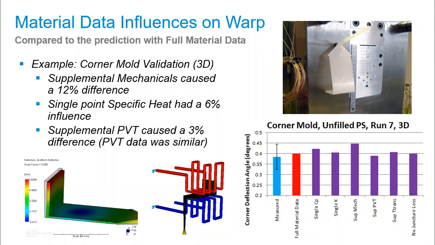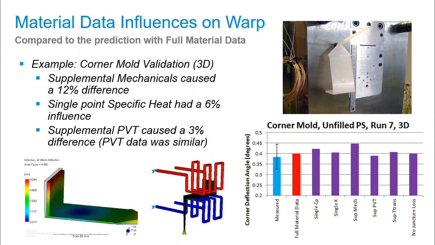So we see here that we have a part fan gated in, and then we measure the angle from the bottom to the top, because it's a corner, we always typically see it shrinking in. Again, based on the warpage of certain materials. And we see that, as Brian had mentioned, supplemental mechanicals caused about a 12% difference to the actual measured values that we received. We see our full material data. And again, this is multi-point data, essentially an MQI of a gold standard for the mesh type. And Brian mentioned that as well.